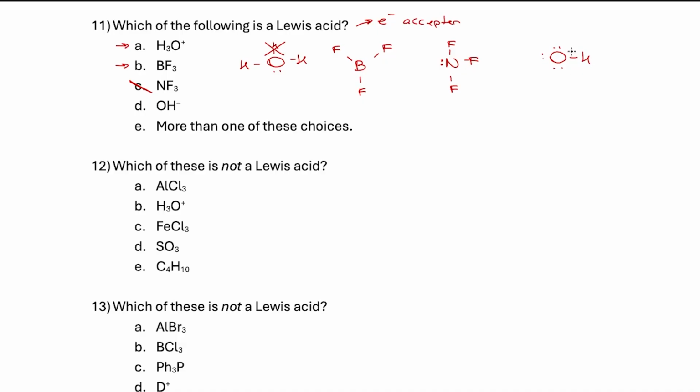It can't get an extra one, right? It definitely will not lose this hydrogen. And so it also cannot act as a Lewis acid. And so our answer choices are both A and B, meaning that more than one of these choices, so E.